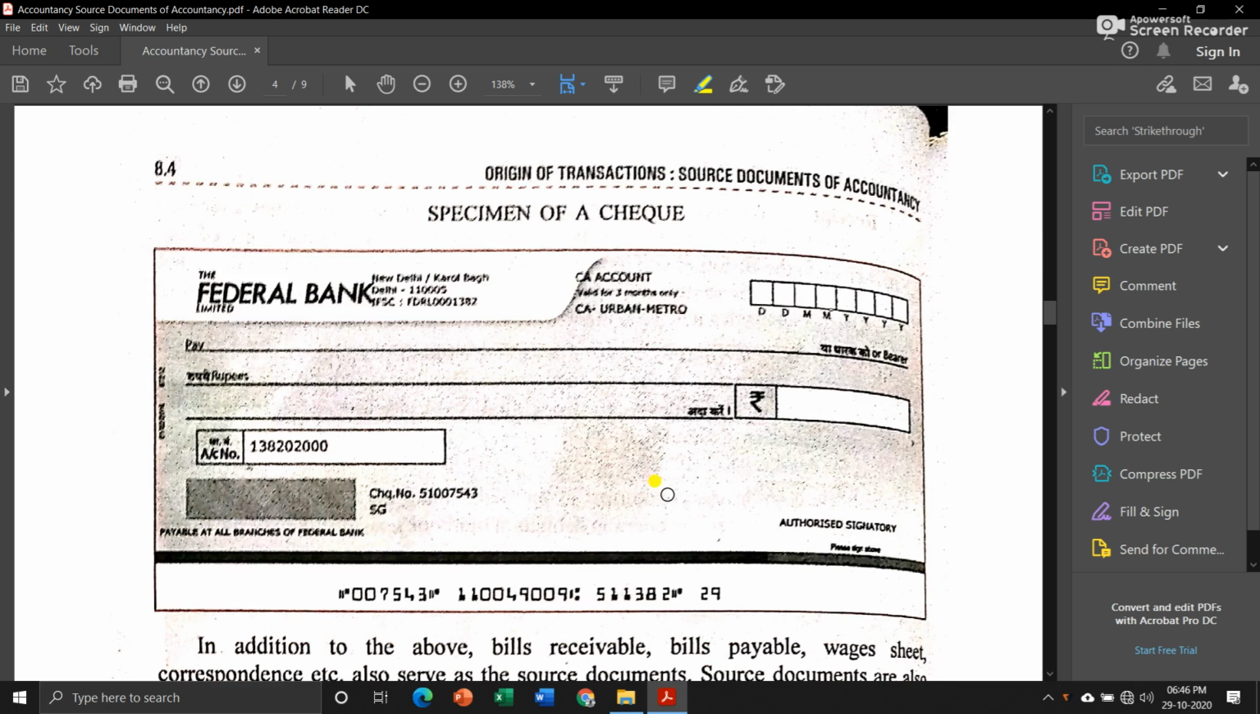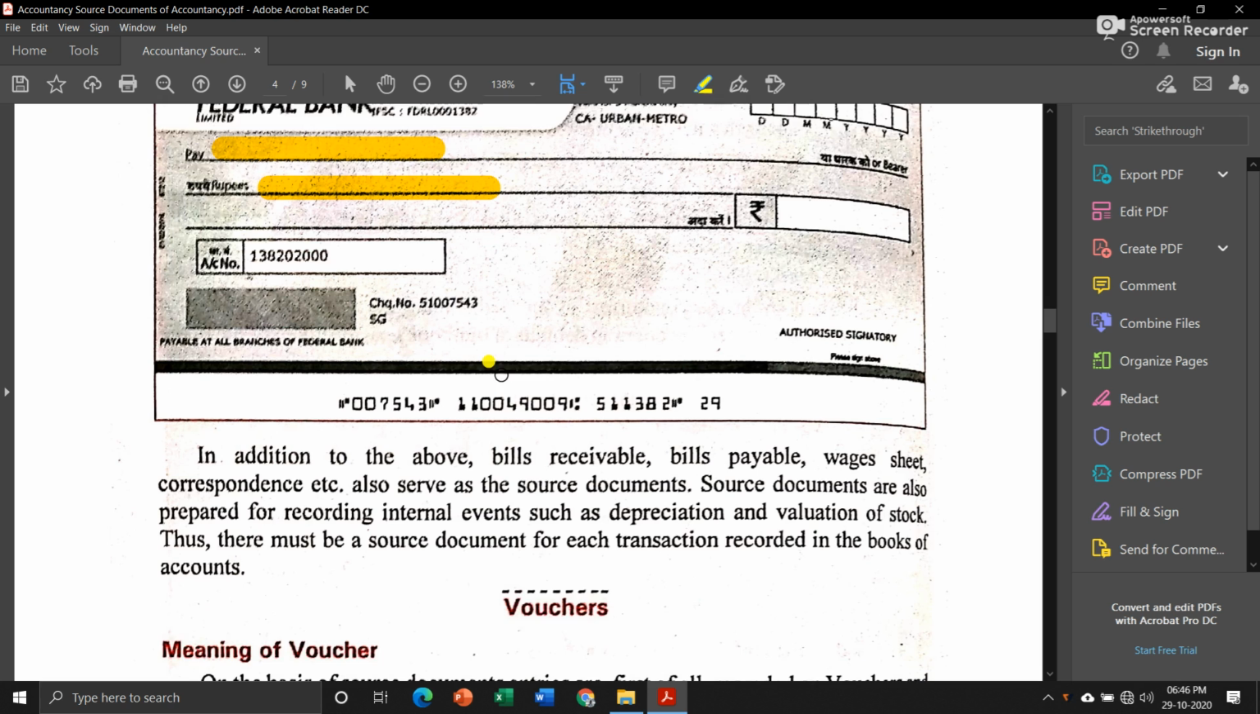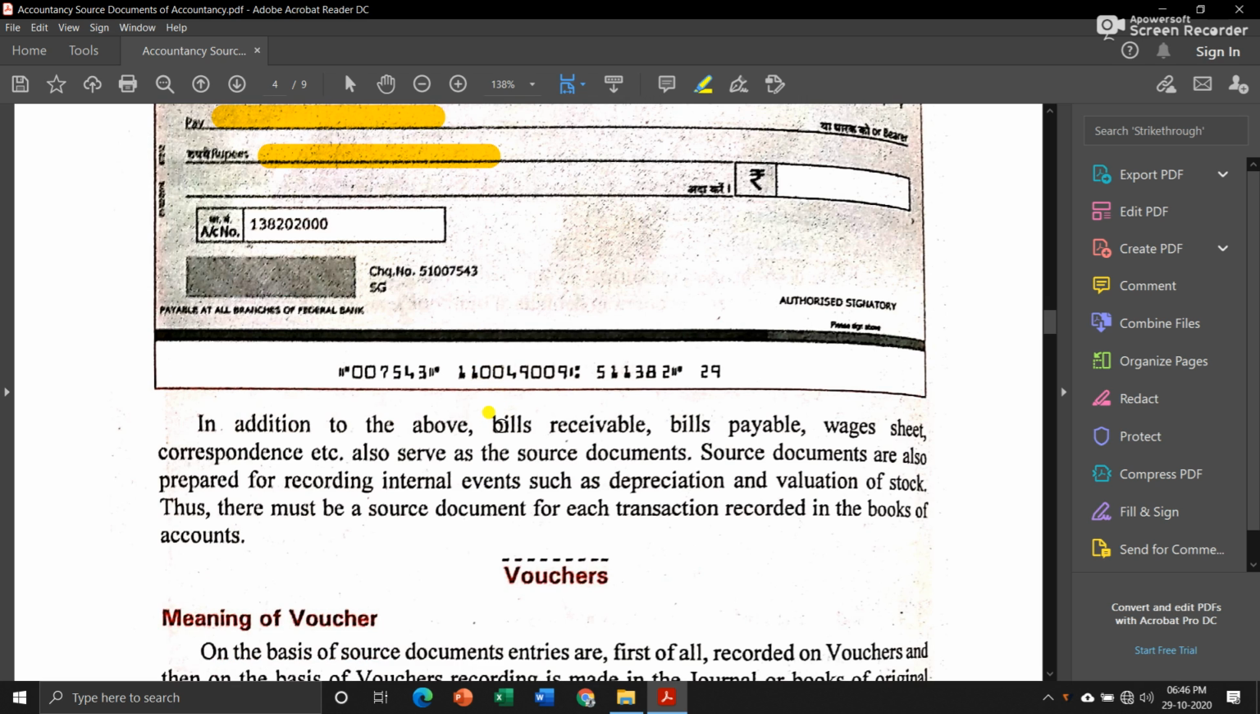Now this is a format of a check. Here, pay means if a person's name is mentioned here, then that certain amount of money will be handed over to that person. Then here the amount of money will be filled up. In addition to the above, there are certain other sorts of documents: bills receivable, bills payable, wages sheet, correspondence, etc. They all serve as source documents.